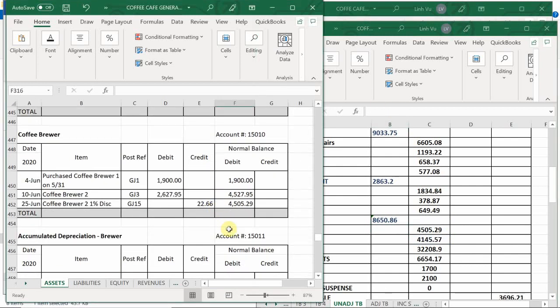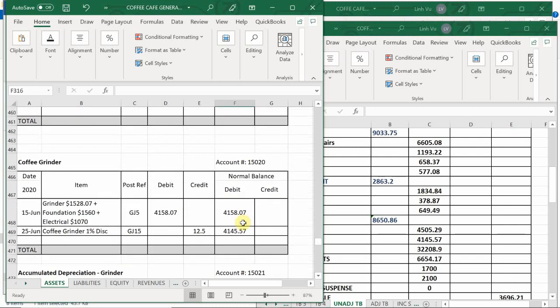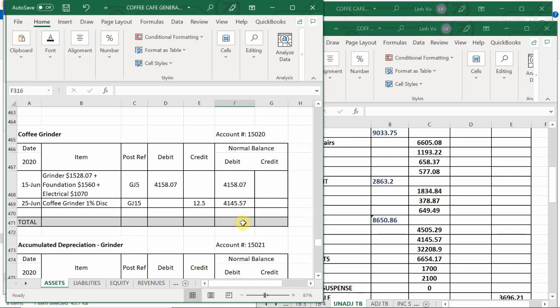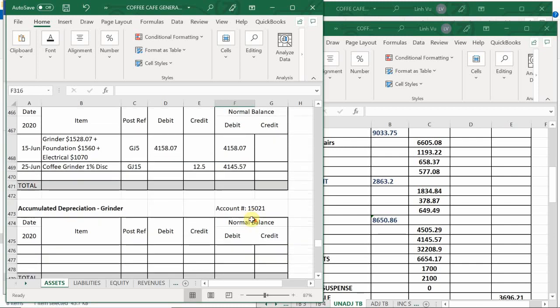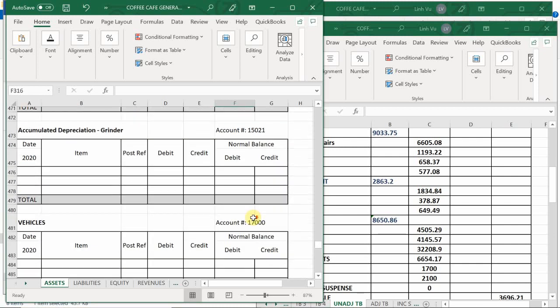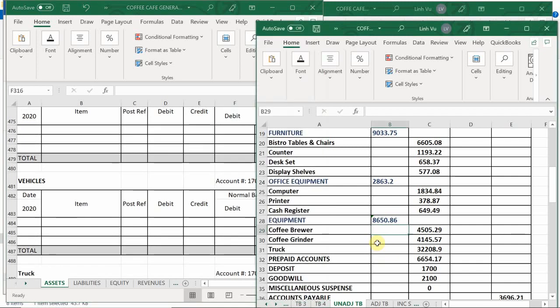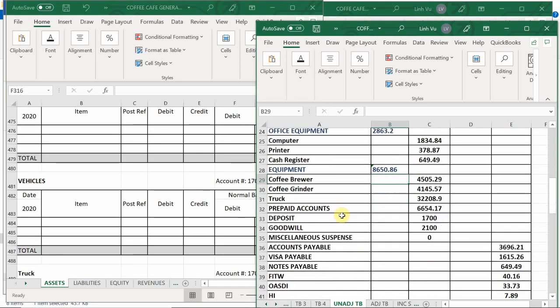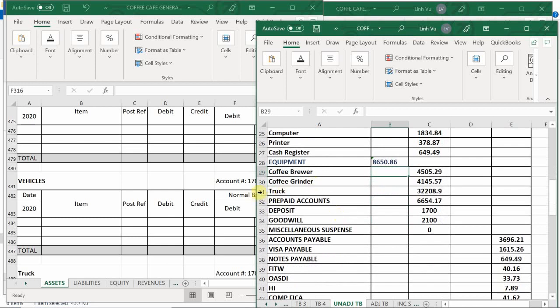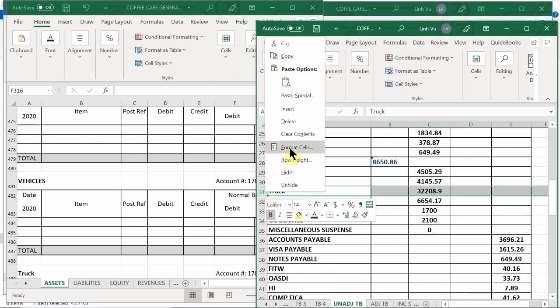So how much is my grinder? 4,500, the same. Good. And the brewer? The same. So in this case, right, my equipment is $8,650.86. Okay.